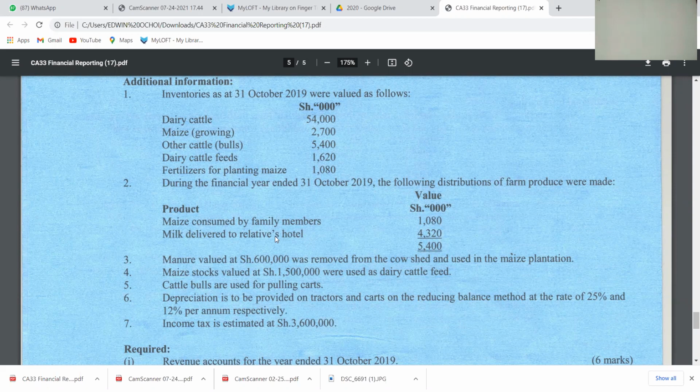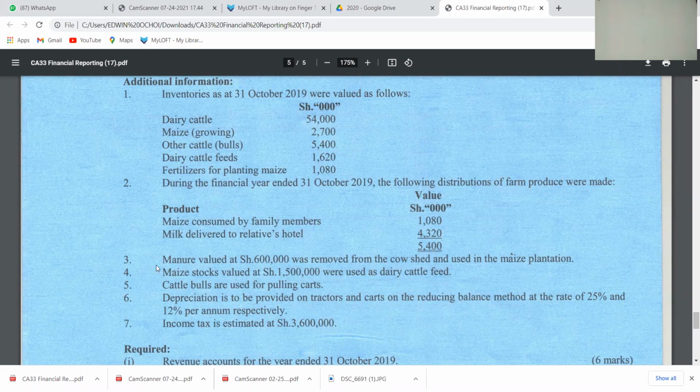So remember that a relative is within just the family. So what we can do there, remember that again, we have to treat that amount as revenue. And at the same time, we have to treat it as drawings. So we recognize that amount as revenue. Then again, we recognize it as drawings, because it was just like a family consumption.